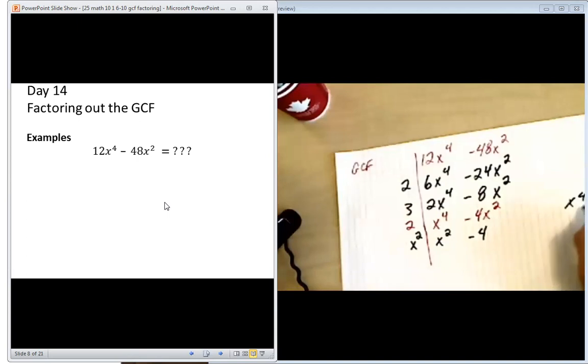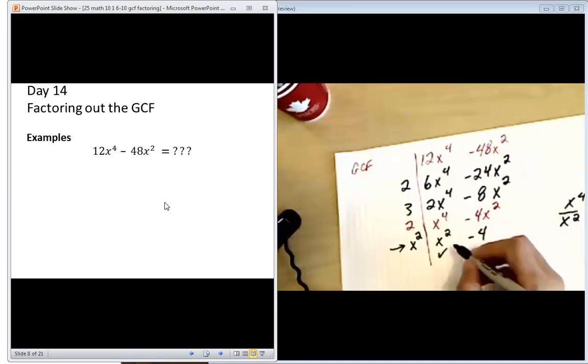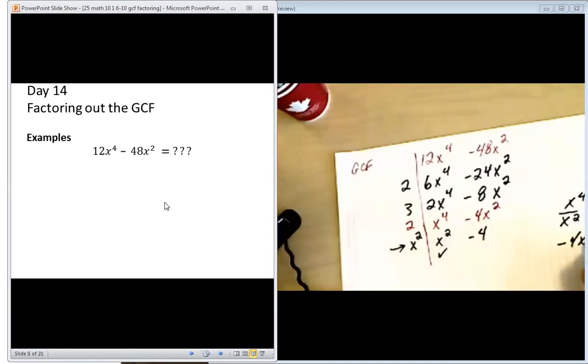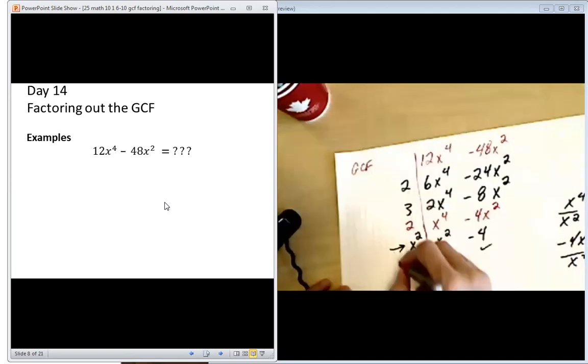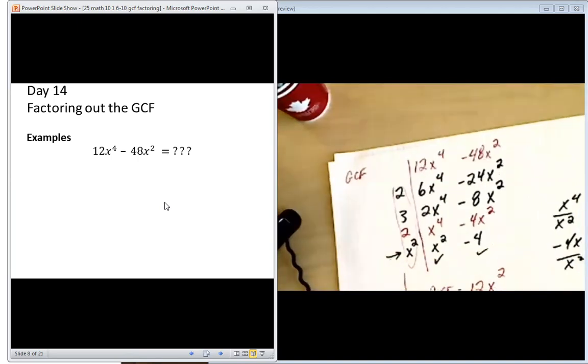X to the 4 divided by x squared, which we did all at once for this one, just for fun. And just to shorten it up a bit. So we get x squared, that one. And 4x squared divided by x squared. Minus 4x squared divided by x squared, we get minus 4. That's right. That's what seems familiar to me now. 2 times 3 times 2. GCF. Nice zoom. Yeah. 12x squared, just like before. Different style of setup question.